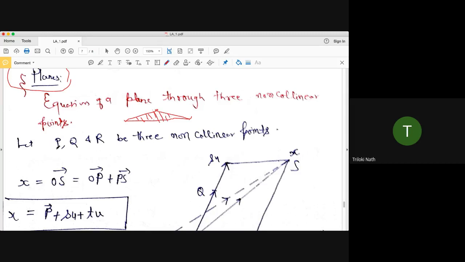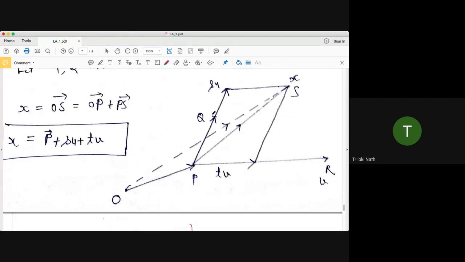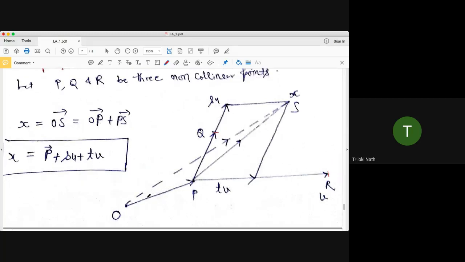So let us suppose that P, Q, R be three non-collinear points like this. This is the point P, this is the point Q here, and this is the point, say R, up to here. Okay. So say the position vector of P is the vector OP, position vector of Q is the vector OQ, position vector of R is OR. So let us represent the position vector of P by P vector, and position vector of Q is U vector, and position vector of R is V vector. Okay. So from this picture, we are taking any point S here in the plane.